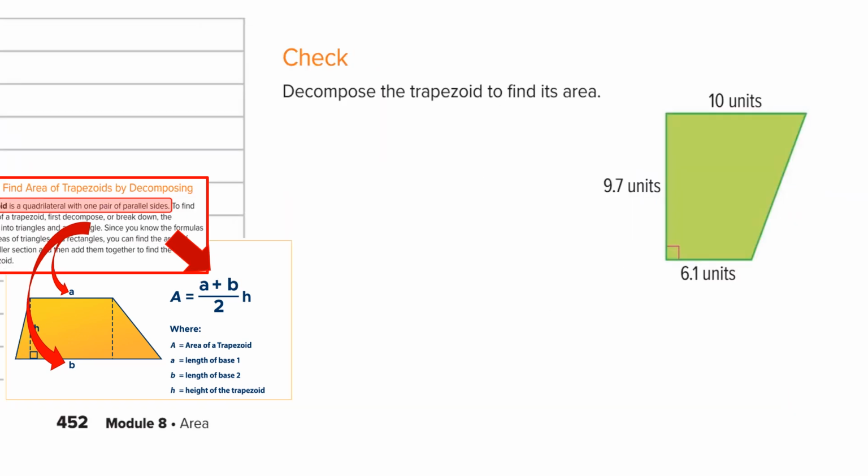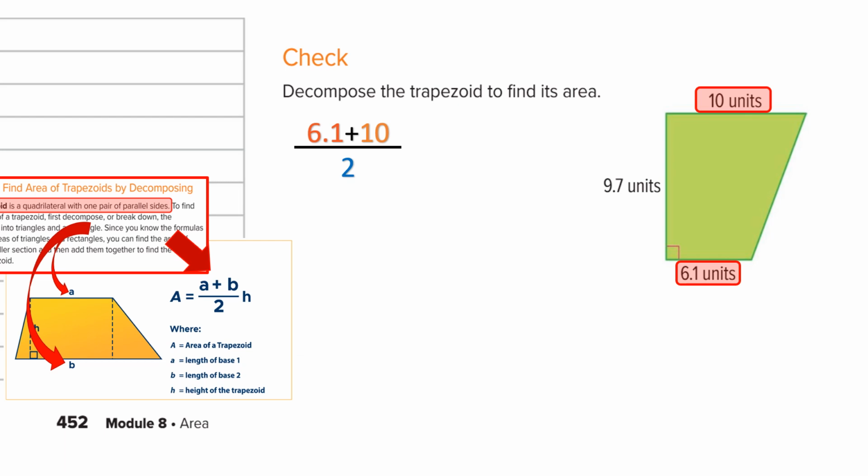All right, so let's look at this one. So I see that this one doesn't have two slanted sides. It only has one slanted side, but I still just need to use the parallel sides as my bases. So the top and the bottom, the 10 and the 6.1, those are going to be my A and B. Those are going to be my base 1 and base 2. And then I have my height, which is indicated by that straight perpendicular side of 9.7.